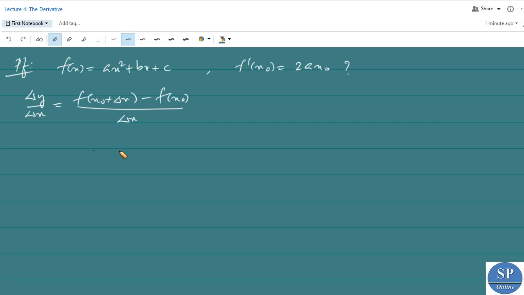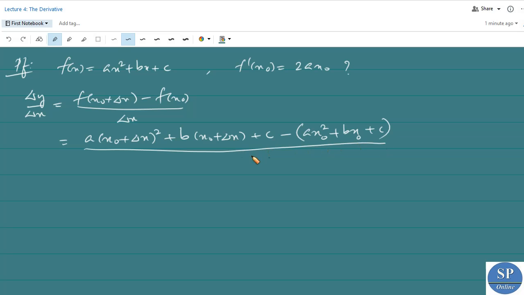So f of x naught plus delta x is equal to a into x naught plus delta x whole square plus b into x naught plus delta x plus c. This is f of x naught plus delta x minus f of x naught. That is, we can replace x by x naught here. So a x naught square plus b x naught plus c, right, divided by delta x.